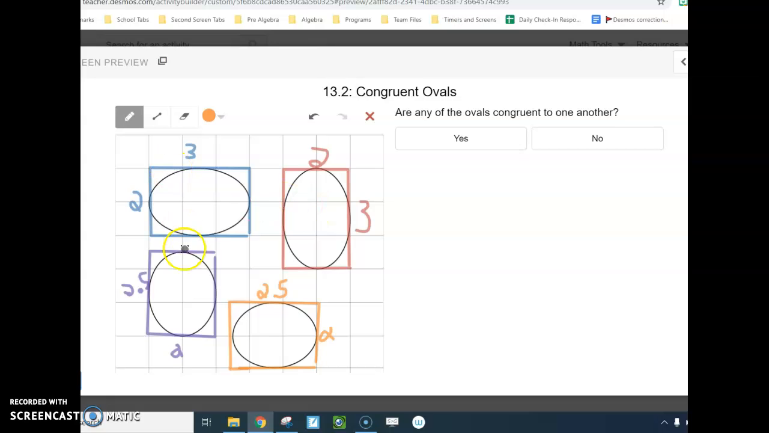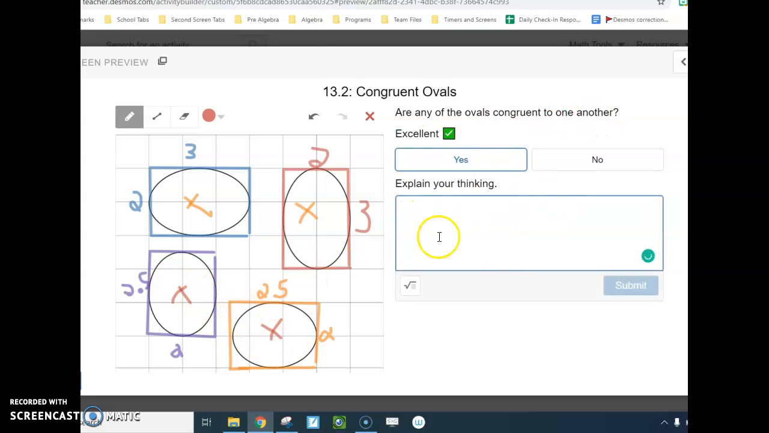So because we have this, we know then that this top one matches this one over here. And then we know that these two down here are congruent. So yes, they are congruent, but you have to prove it, right? And so I could say here, from the blue one to the red one, I could do a counterclockwise rotation. I could do another rotation, either clockwise or counterclockwise, for these down here. So yes, those are congruent to each other. So please explain your thinking.